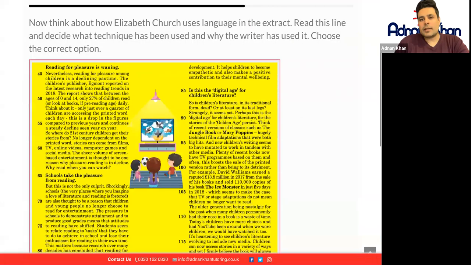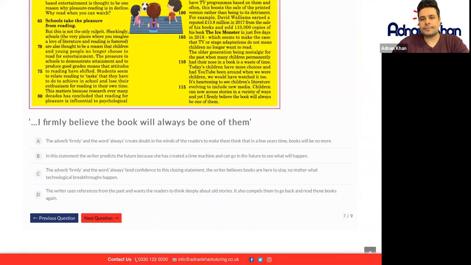And let's have a look at this statement here. I firmly believe the book will always be one of them. And which particular statement will that refer to?